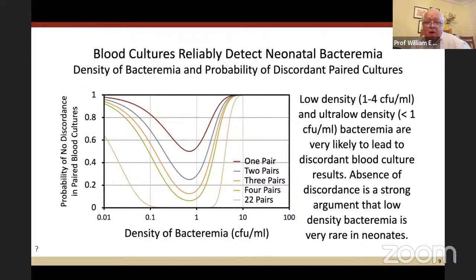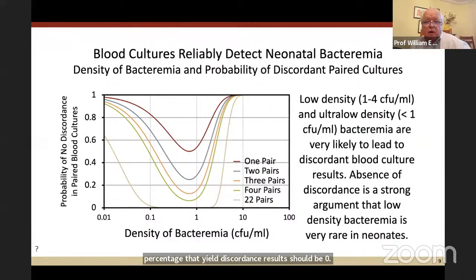Since babies have a relatively high density of bacteremia, and we're doing multiple pairs of cultures, we're going to be operating on one of the lower lines on the graph that's shown in the background. And in the range of low density bacteremia, the probability of discordance is very, very low. So the correct answer for this is actually the percentage that yield discordant results should be zero because of the high density of bacteremia. Okay.